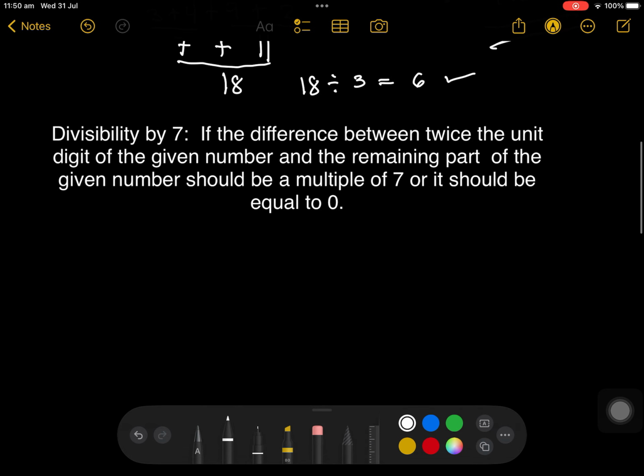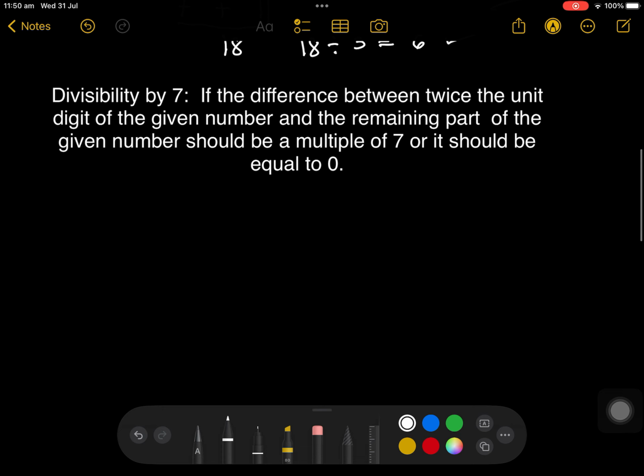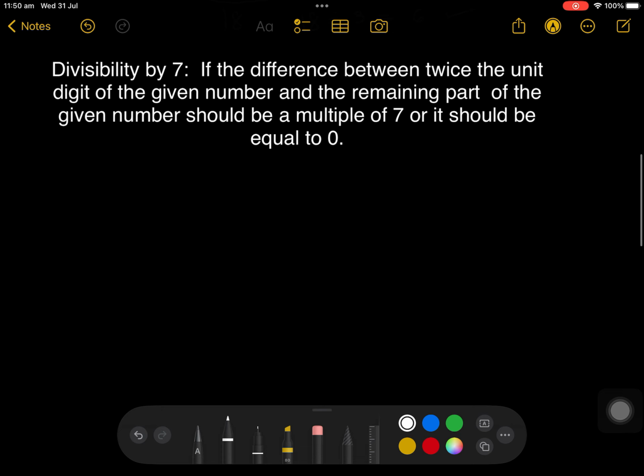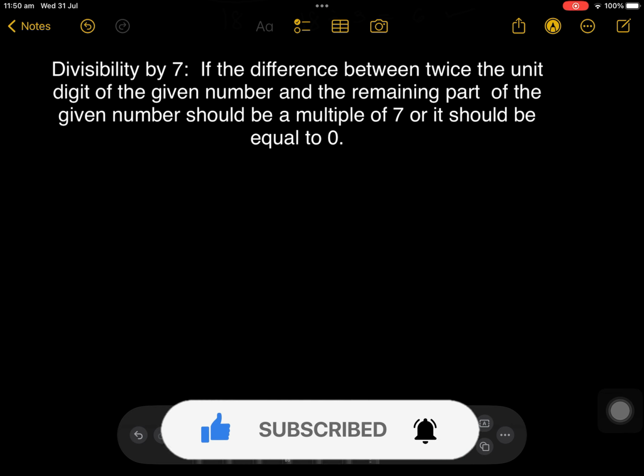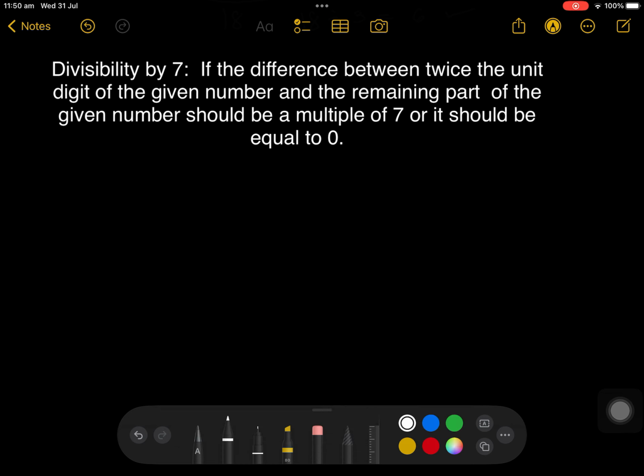And now let's move on to divisibility rules by 7. It states that the difference between twice the unit digit of the given number and the remaining part of the given number should be a multiple of 7, or it should be equal to 0. Actually, there is no simple divisibility test for 7. So try to pay attention to this rule. Let's have an example.